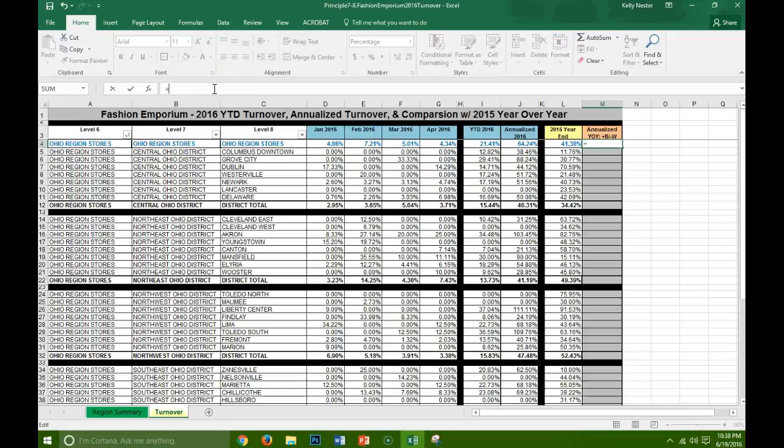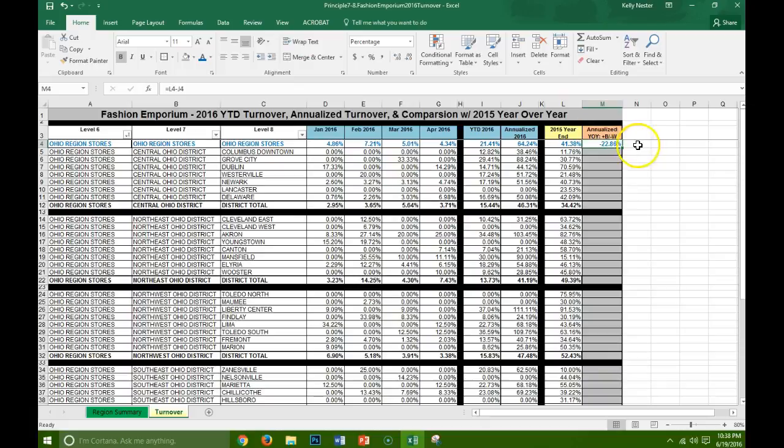Then I'll click on the cell for 2015 year-end turnover, which is L4. I'll go back to my formula bar and enter a minus. Then I'll click on the cell for 2016 annualized turnover, which is J4. And as always, I'll click on the check mark to complete my formula.